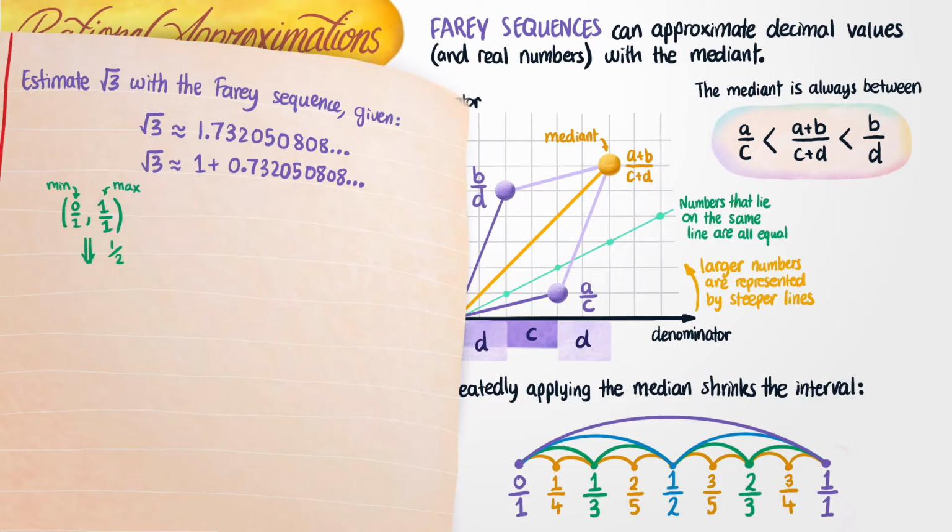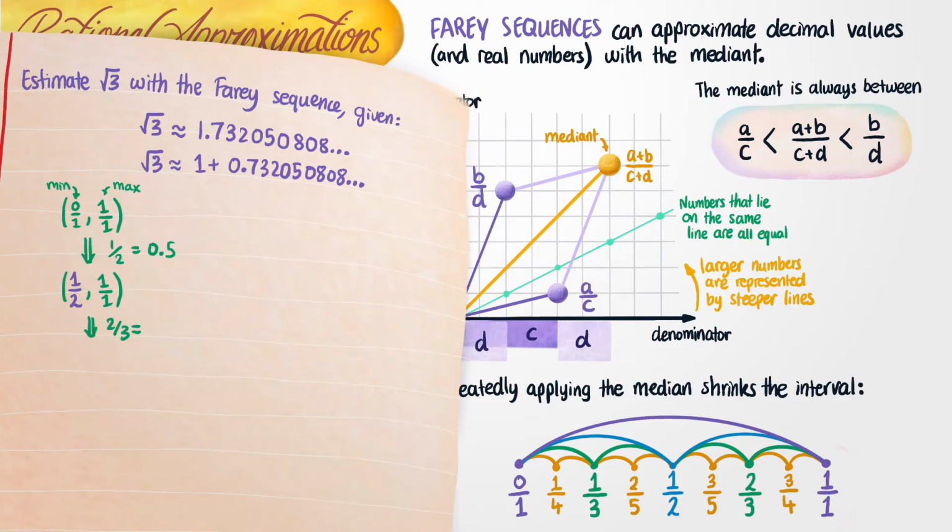And I want you to realize that 1 over 2 is the exact same thing as 0.5. Now, the number we're trying to approximate is 0.73, and 0.5 is smaller than 0.73. So we should replace the old minimum with 0.5, or 1 over 2. To show that the minimum changed, I just drew it in a different color. Now at this point, I want to find the medians again. So I'm going to add the tops, and if I do that, I'll get 1 plus 1, which is 2. And then I add the bottoms, so I get 2 plus 1, which is 3.